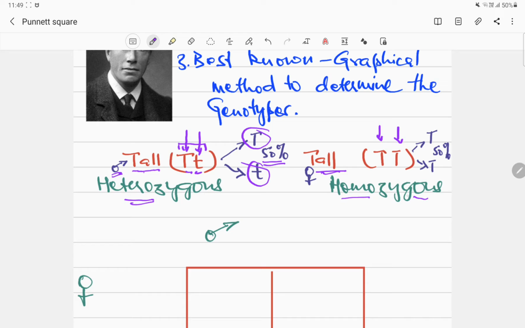Now let us look at the homozygous plant. In this homozygous recipient, the female plant that we are considering, the two allelic partners will also separate, and half of the gametes will receive one allelic partner, and the other half will receive the other allelic partner. But because this condition is homozygous for the trait of tallness, it doesn't matter, because all the gametes will have capital T, the dominant allelic partner.